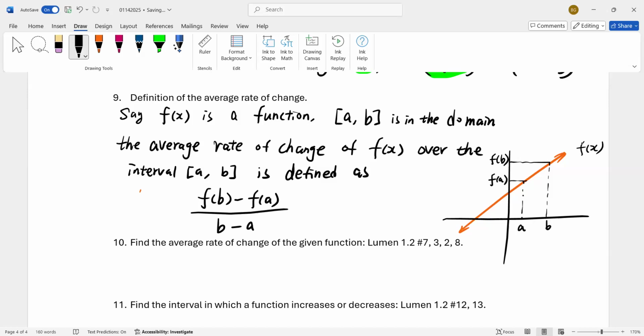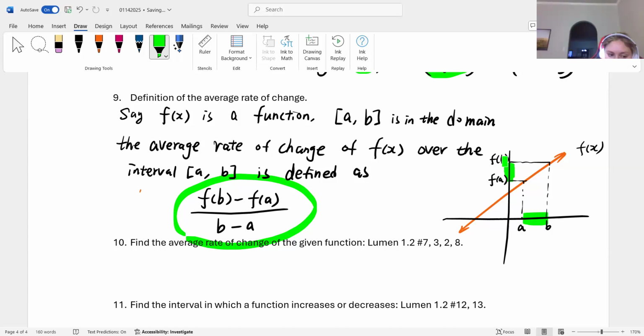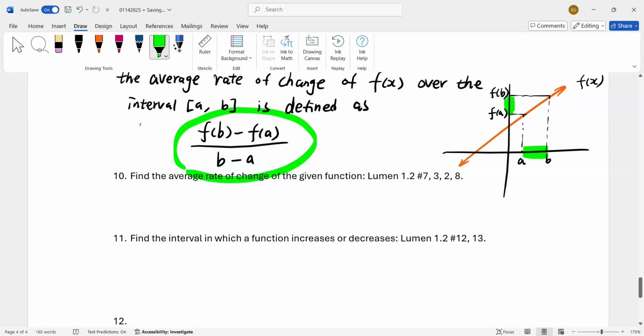f of b minus f of a, this part, that is our rise. Do you agree that's the rise? And b minus a, from a to b, that's our run. The average rate of change is rise over run, which is the slope of the straight line. Do you see that as well? Yes. I gave you 2 examples, just to connect this new formula with something more familiar to you. Okay, let's look at examples.